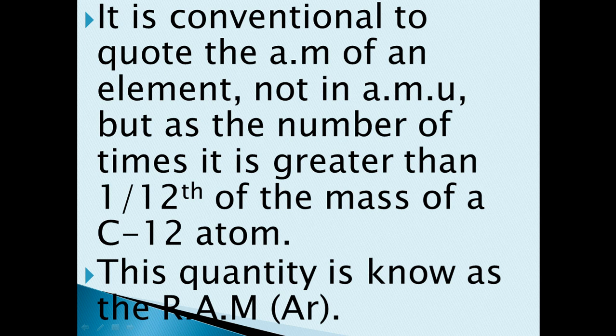So we say it is conventional to quote the atomic mass of an element, not in atomic mass unit, but as the number of times it is greater than 1/12 of the mass of a carbon-12 atom. The number of times it is greater than the 1/12 of the mass of a carbon-12 atom. This quantity is known as the relative atomic mass.